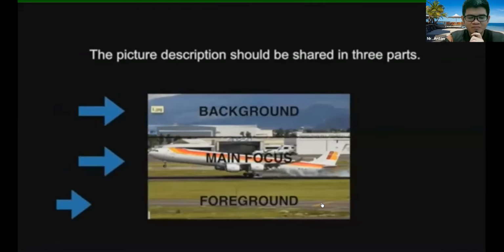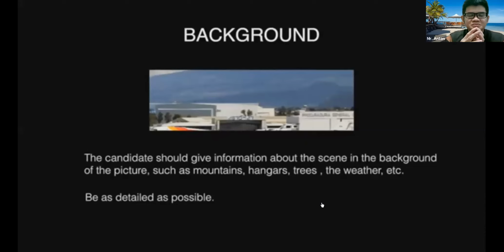Main focus. In this part, the candidate should give information about the type, describing the type of aircraft, markings, flag, engines, etc. Where, phase of flight, damage, visible damage to the aircraft, extra information, color, company name, flames, smoke, etc. Background. The candidate should give information about the scene in the background of the picture, such as mountains, hangars, trees, the weather, etc. Be as detailed as possible.